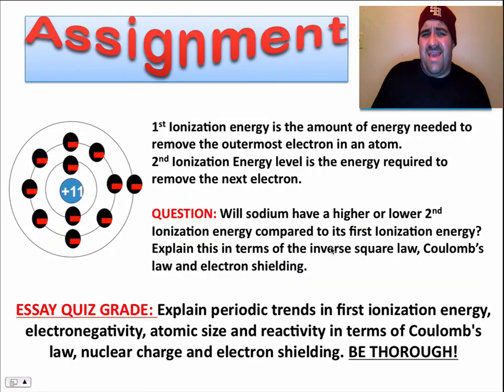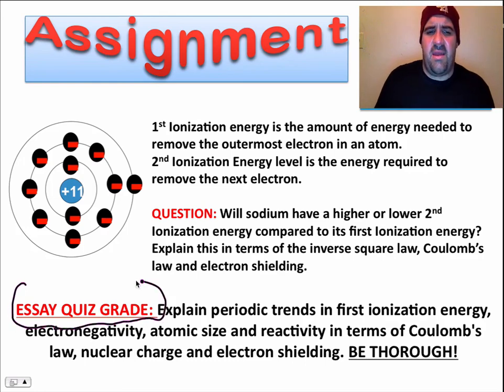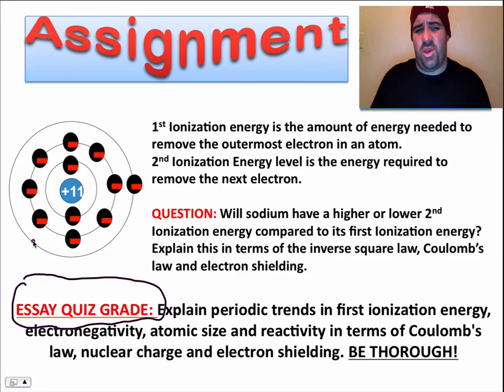And now you have an assignment. 2 questions here. The PowerPoint is also online, so you can read these and answer them. And of course, this will be your essay question on your test, worth probably about 25%. And I'll count it as a quiz grade here. I really like Coulomb's law and shielding and nuclear charge, so hopefully you do a good job with this, and hopefully you have a decent understanding of periodic trends and why they happen in terms of Coulomb's law, electron shielding, and nuclear charge.